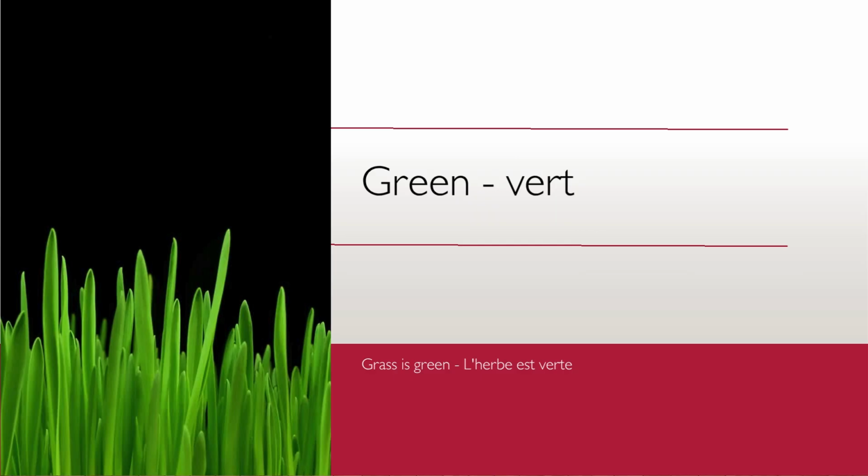So here you can see there's a difference. In the sentence, I write an E for vert. This happens when we have a feminine word. For example, the grass here is feminine, and for masculine we just use vert without an E. So grass is green, l'herbe est verte.